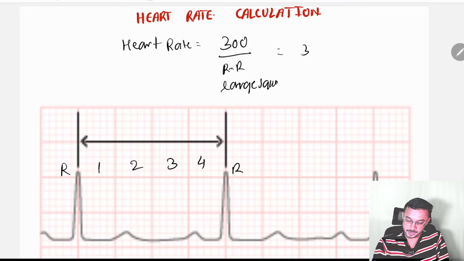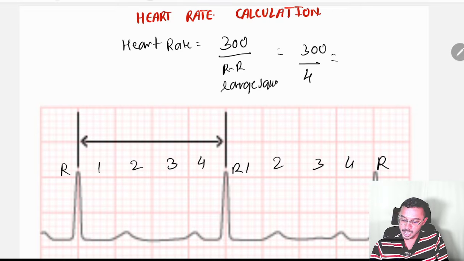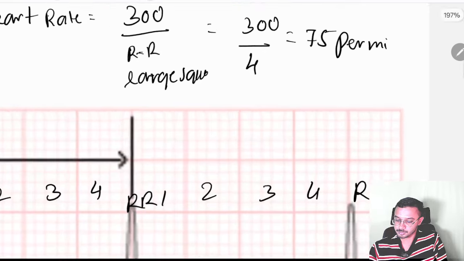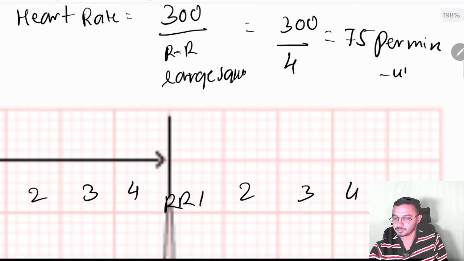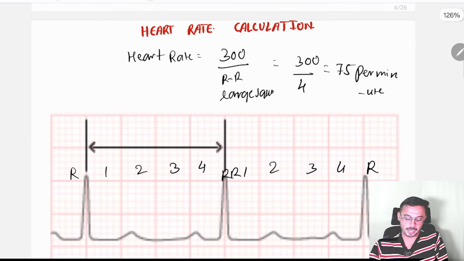So in the given ECG it is 300 divided by 4. 1, 2, 3, 4. This is an R wave, this is an R wave. In between that, how many large squares are present? Then divide by that, so that you will get the heart rate over here. So that is 75 per minute. Okay, so this is about how you calculate the heart rate.